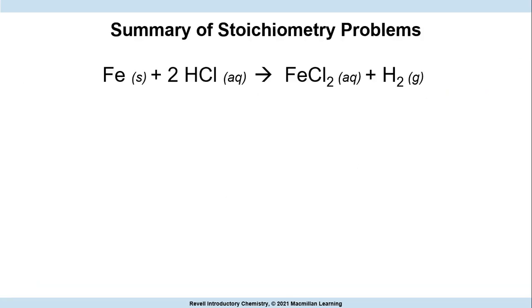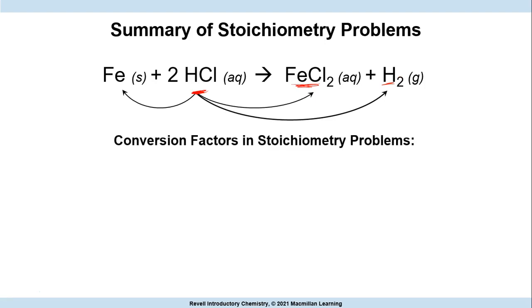Now let's look at the summary of stoichiometry problems. We said if we know the moles of one of the species, for example hydrochloric acid, we can determine the moles of iron using the balanced chemical equation. We can determine the moles of iron chloride, and we can determine the moles of hydrogen. We saw how we can do that, and we've done that.